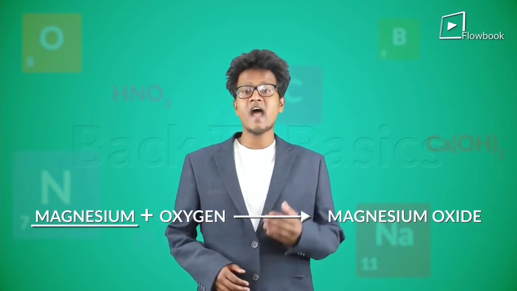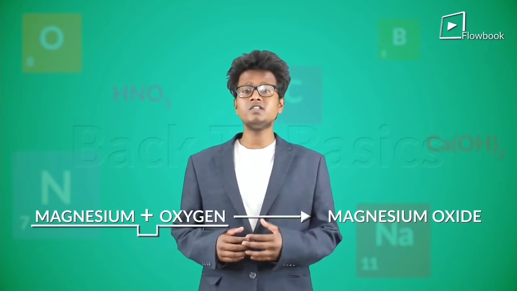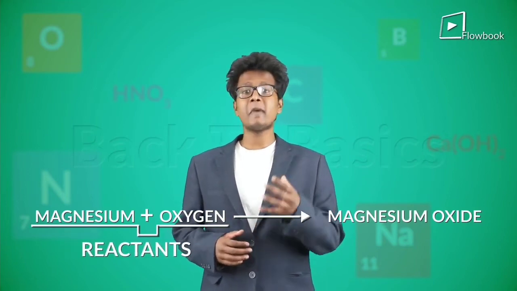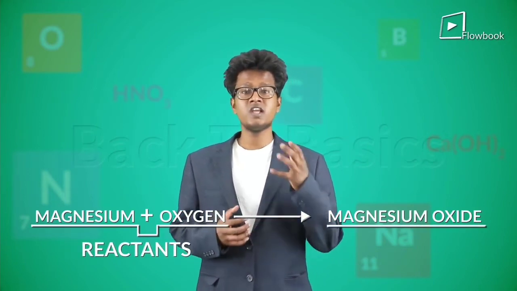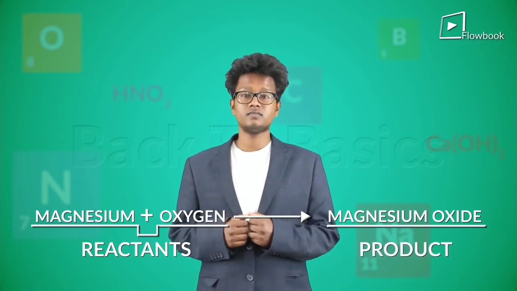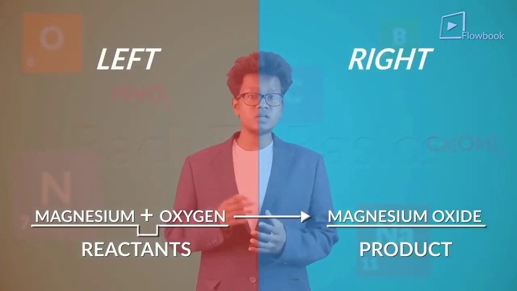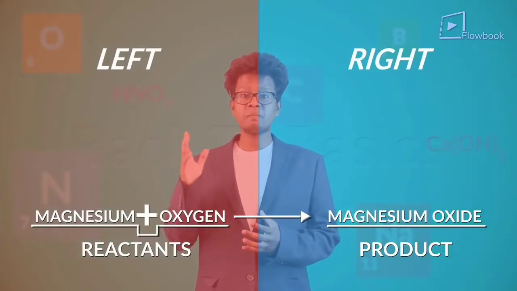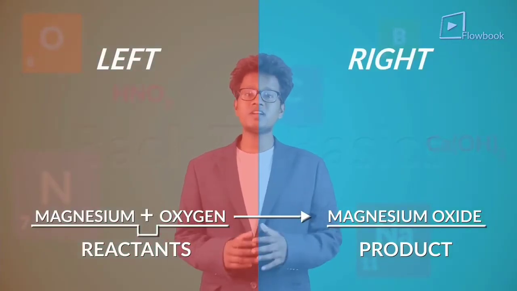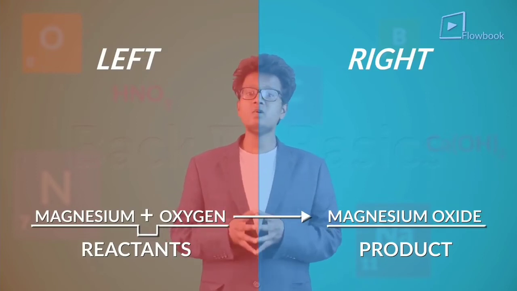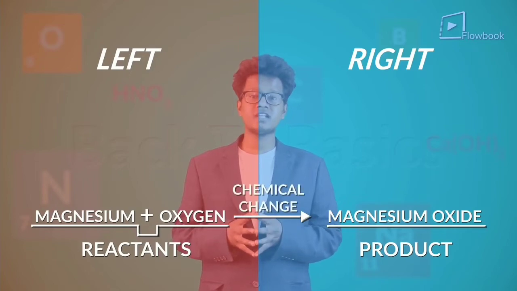As magnesium and oxygen undergo a chemical change, they are called the reactants. The new substance, magnesium oxide, that is formed is called the product. As we've seen earlier, in a word equation, the reactants are written on the left side with a plus sign in between them. The product is written on the right hand side, with a plus sign if needed. And the arrow in between represents the chemical change.